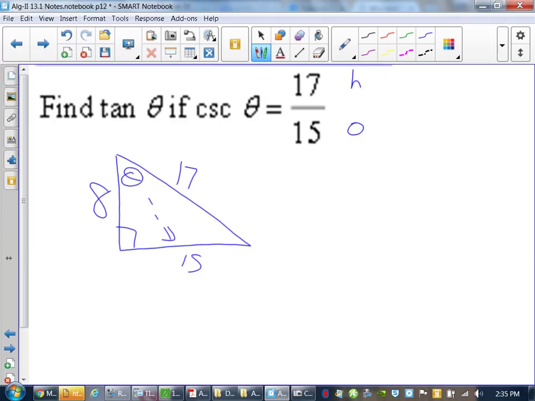So now, if I want to figure out what the tangent of this theta value is, its tangent is what over what? Opposite over adjacent. So it is? Okay. And then, what's that?